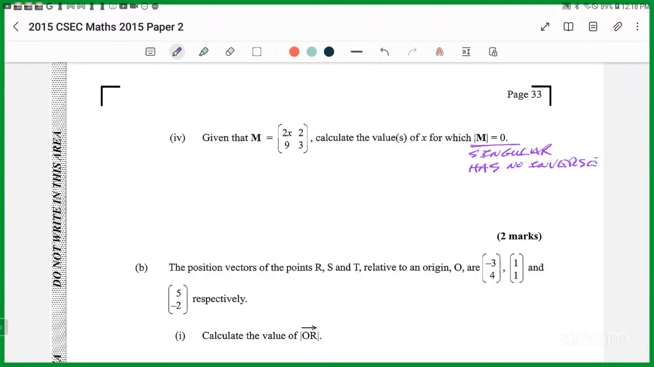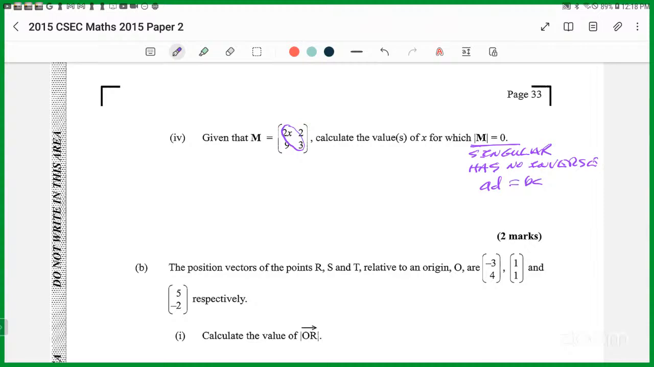So they can give you any one of these three things, and they mean the other two. Sometimes they tell you the determinant is 0. Sometimes they tell you it is singular. Sometimes they tell you that it has no inverse. They're all talking about the same kind of matrix, a singular matrix. And when that is the case, the diagonal products are equal. So we can say AD equals BC.